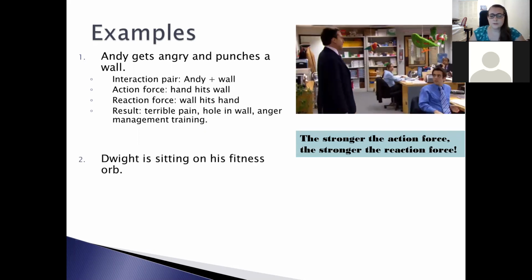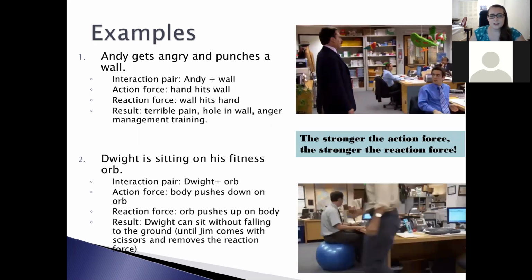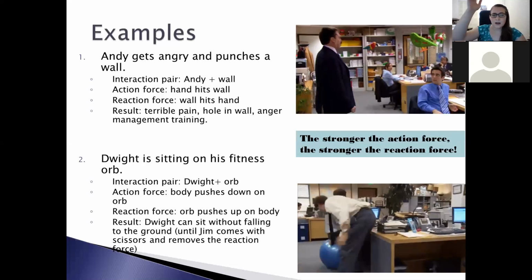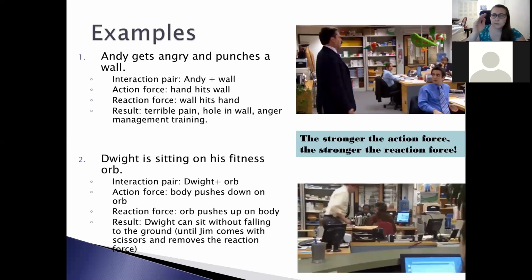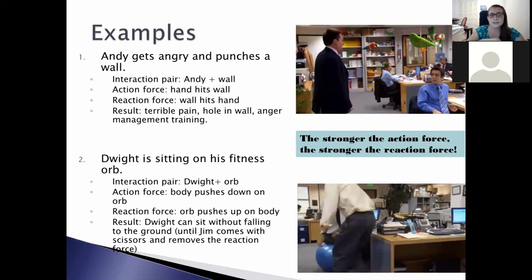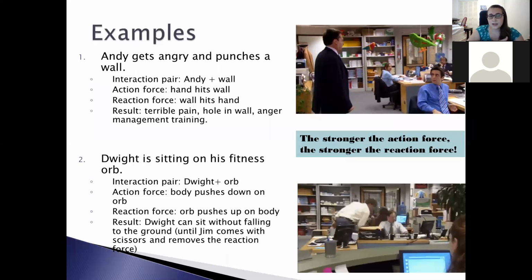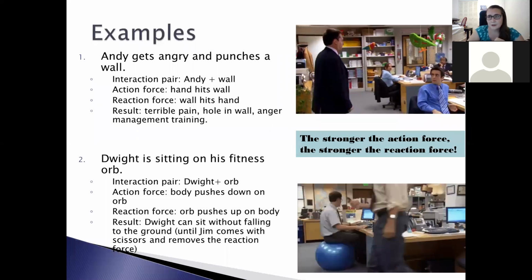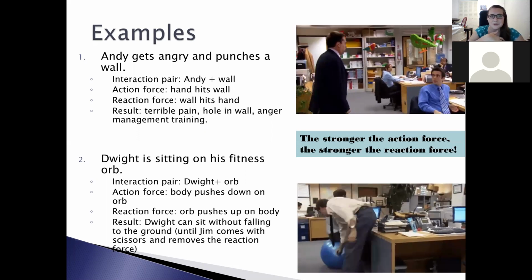So here's another example. Dwight is sitting on his fitness orb. In this example, the interaction pair is Dwight and his orb. The action force is his body pushing down on the orb. And the reaction force is the orb pushing back up on his body. It holds him up. So as a result, Dwight can sit on the ball without falling to the ground until Jim comes with scissors and removes that reaction force. So Jim applied an unbalanced force in that case, which caused a change in Dwight's motion.